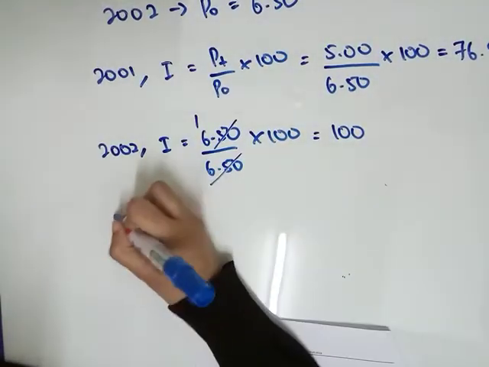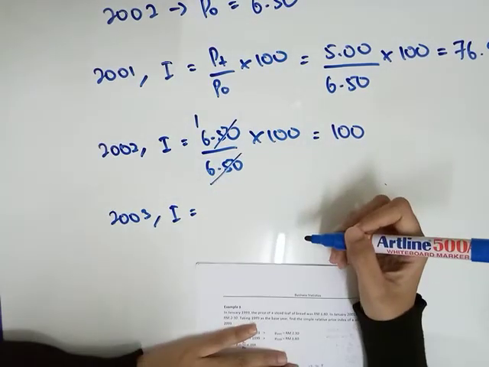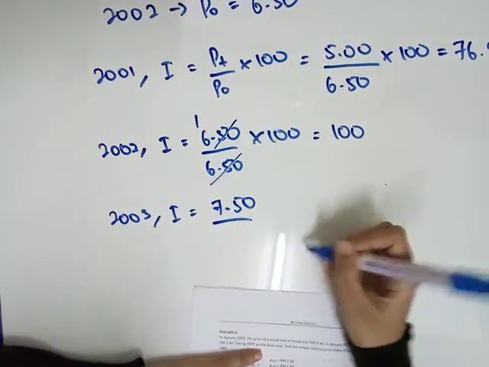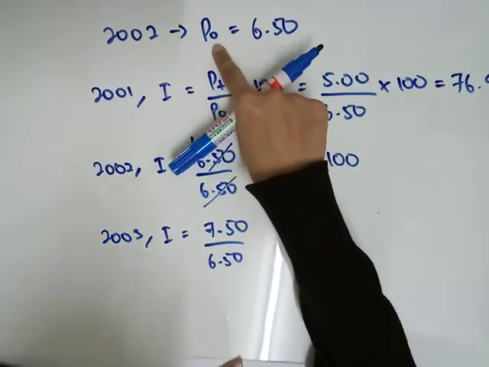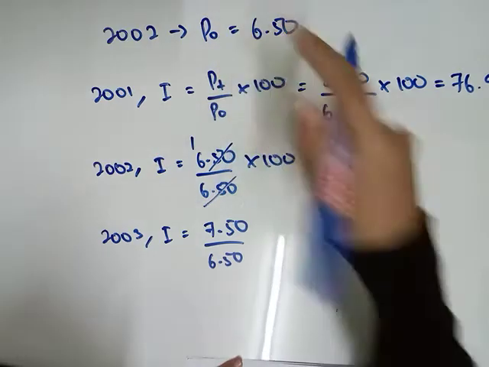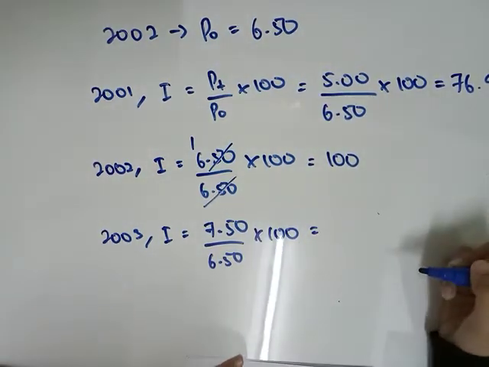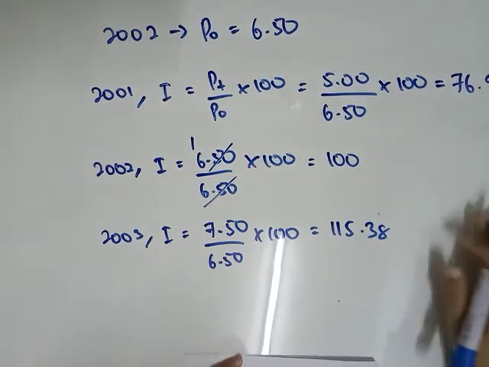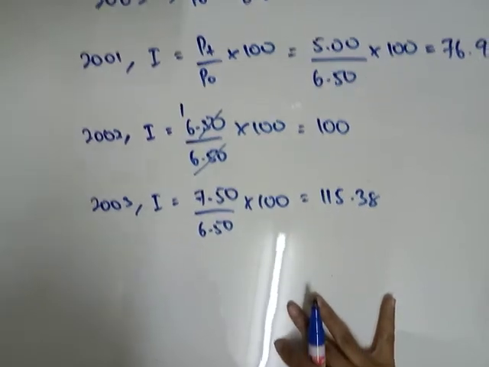And then for 2003, the price index for 2003 it is 7.5. Okay, 7.5 divided by P naught, which is 6.5. Okay, base yang sama. Okay, base yang sama 2002, base year yang sama. Okay, P naught 6.5 and then times with 100. Okay, then you will get the answer is 115.38%. Okay, you faham tak? You faham dah?